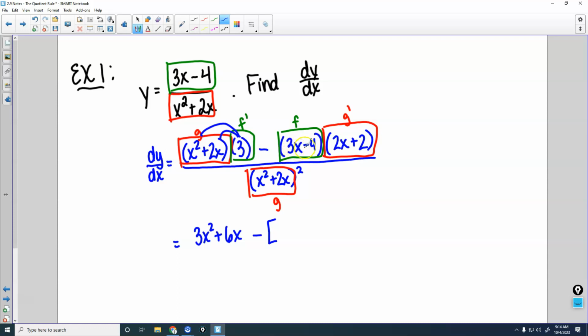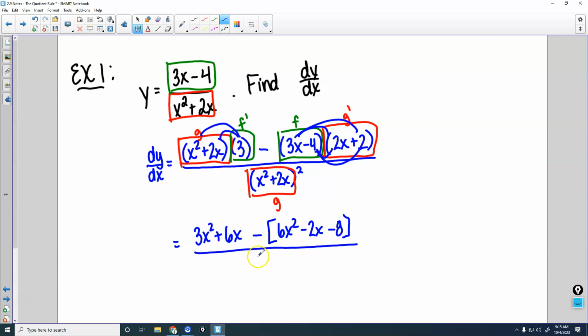Okay? So we've got 3x times 2x is 6x squared. We've got a plus 6x and a minus 8x, so that'll give us a minus 2x in the middle, and then a minus 8 right there. So I'm just distributing to multiply those together. Also, whenever you're doing the derivative, make sure you put parentheses around everything, because if you're writing this without parentheses, you're going to do it wrong, and it's technically incorrect.